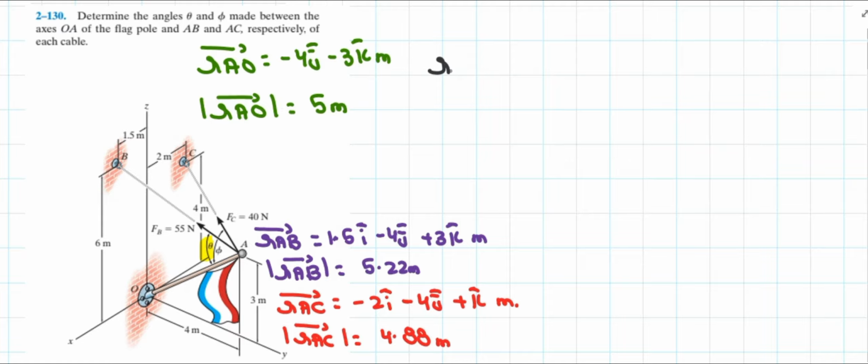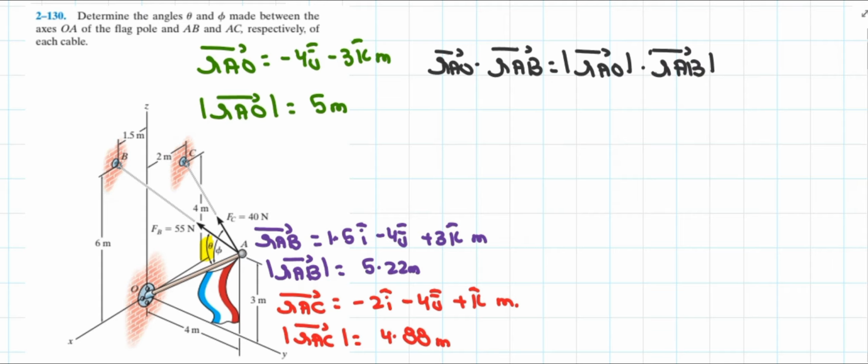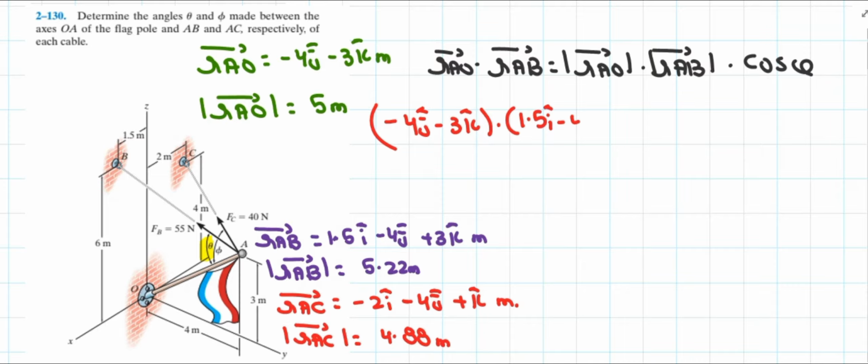It is the RAO position vector dot the RAB position vector, which is equal to the RAO position vector magnitude times the RAB position vector magnitude times the cos of theta. The RAO position vector is negative 4j with negative 3k, and the RAB position vector is 1.5i cap, negative 4j cap, positive 3k cap, which equals the RAO magnitude, 5, times the RAB magnitude, 5.22, times cos of theta.